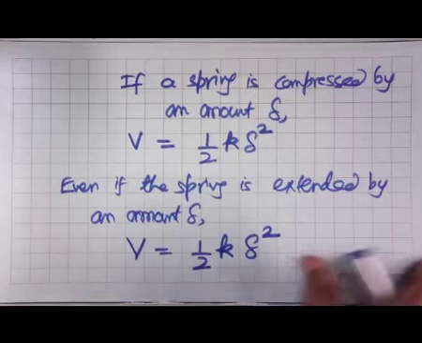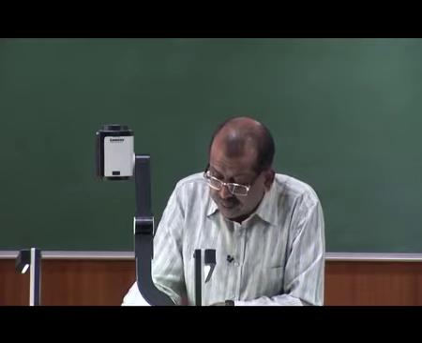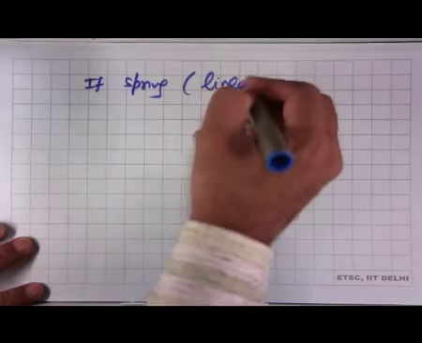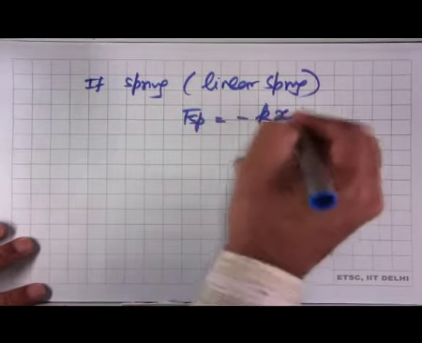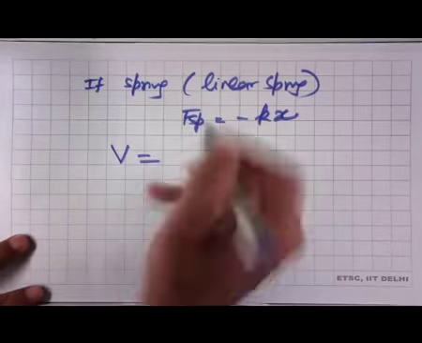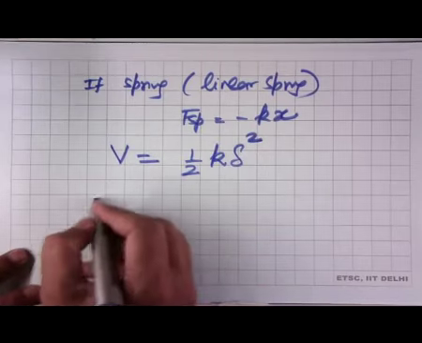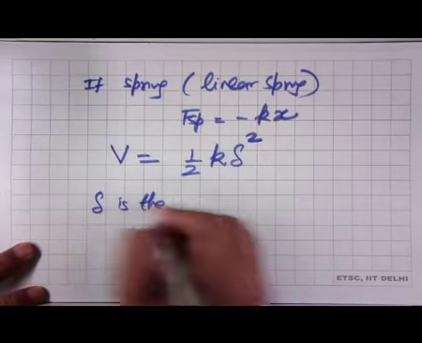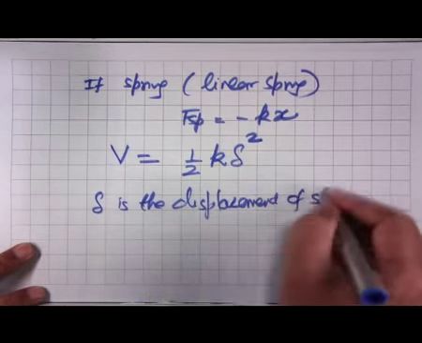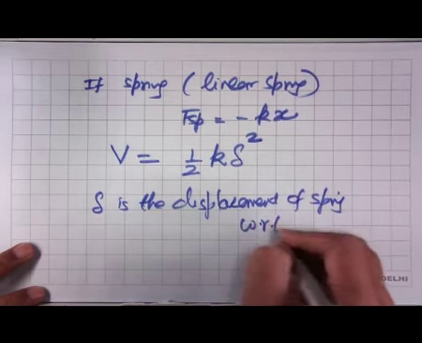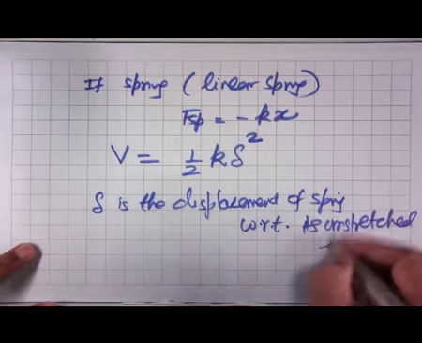So if we have a spring, we can call it a linear spring. By linear spring we mean the force due to the spring is equal to minus kx. Then the potential energy corresponding to this spring we can write as half k delta square, where delta is the displacement of the spring with respect to its unstretched length.